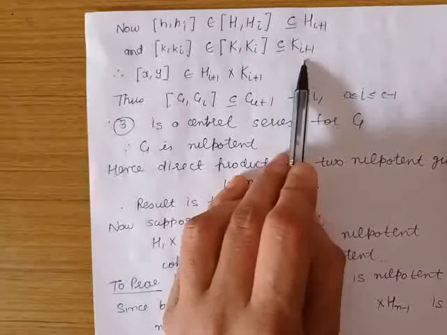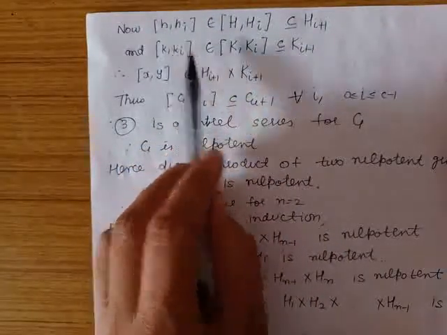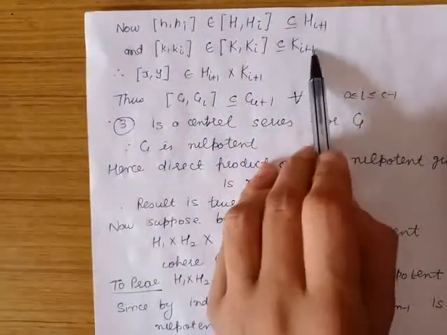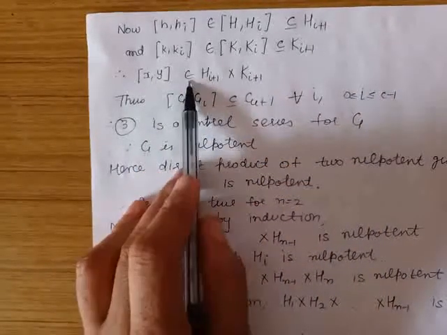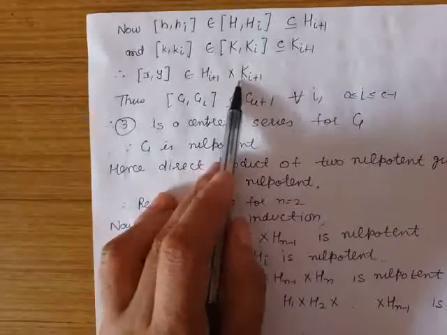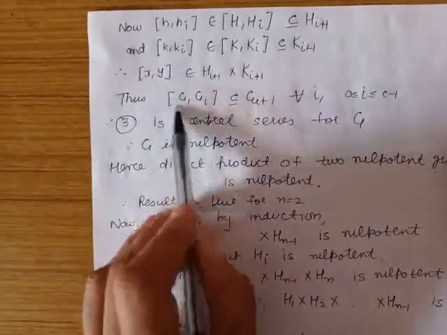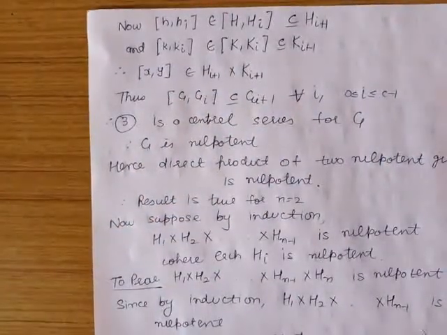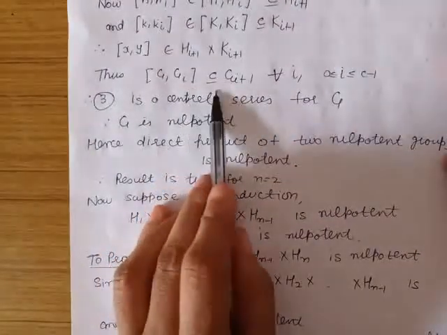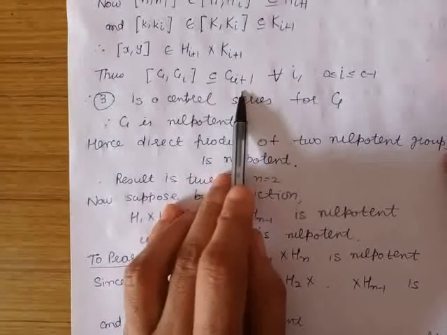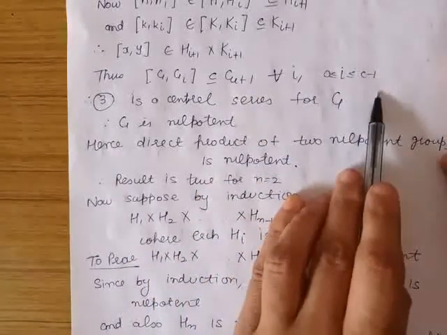Therefore we can say that the ordered pair formed by these two elements belongs to the Cartesian product of these two groups. So the commutator of X with Y belongs to Hi plus 1 cross Ki plus 1, and this was an arbitrary element taken from this group. So we have proved the commutator of G with Gi is contained in Gi plus 1, and this is true for every i varying from 0 to c minus 1.